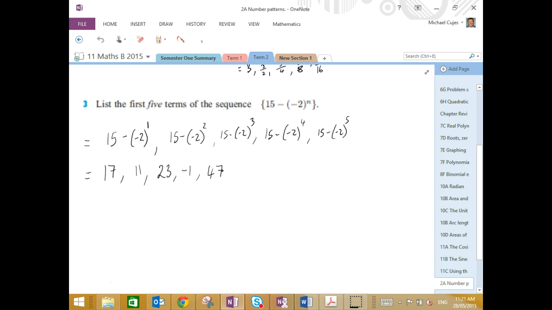Which one? Because negative 2 to the power of 4 is positive 16. 15 minus 16, negative 1.